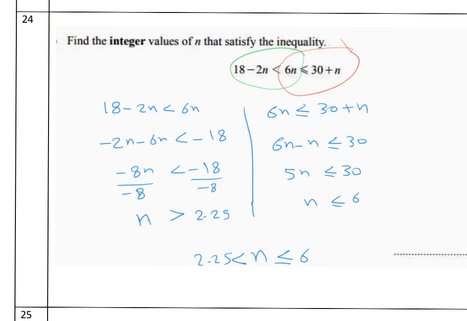I need the integer values that satisfy the inequality. So I need the integers more than 2.25 and less than or equal to 6. So 3, 4, 5, and 6, because less than or equal to 6.